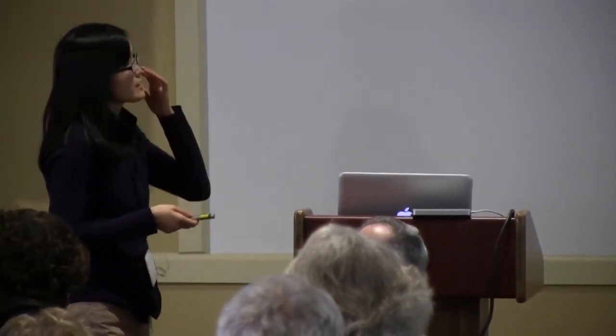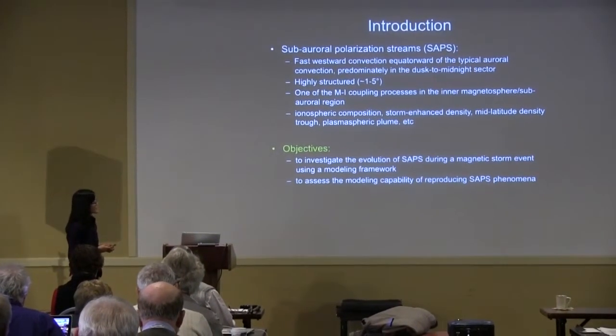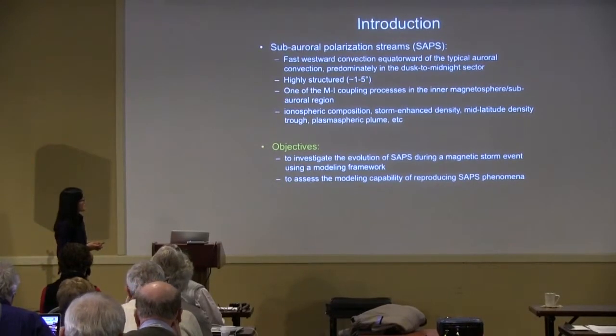As you know, SAPS refer to the fast westward convection that appears in the ionosphere, which is the equivalent of the typical auroral convection, predominantly in the dusk to midnight sector. They are observed to be highly structured with a width of about 1 to 5 degrees in latitude. They are believed to be one of the most important MI coupling processes in the inner magnetosphere and the subauroral region. They can influence the ionosphere composition, and they are also found to be associated with the storm-enhanced density and the mid-latitude ionosphere density trough, as well as the plasmasphere plume.